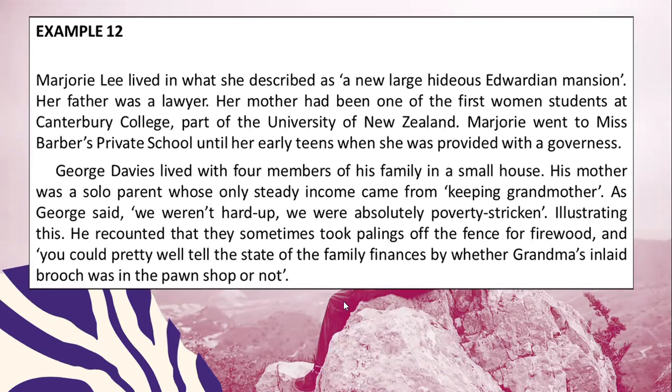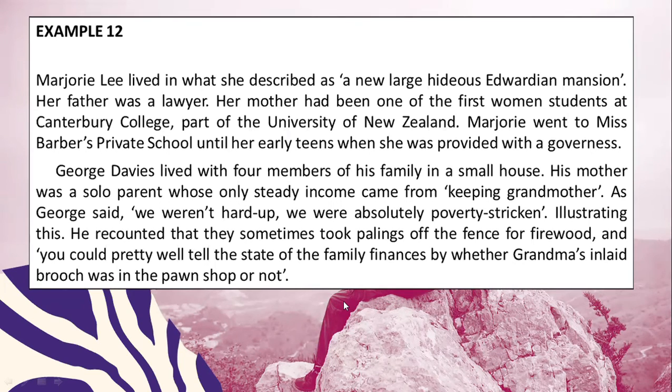Okay, this is example 12. Marjorie Lee lived in what she described as a new, large, hideous Warden Mansion. Her father was a lawyer. Her mother had been one of the first women students at Canterbury College, part of the University of New Zealand. Marjorie went to Miss Barbara's private school until her early teens when she was provided with a governess.